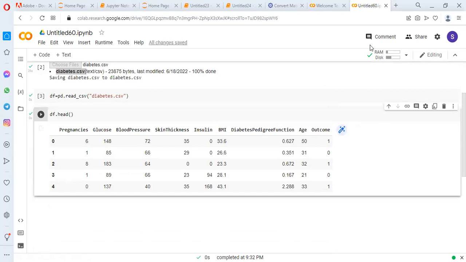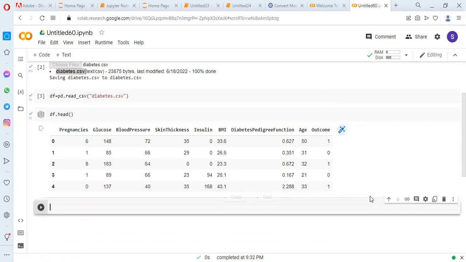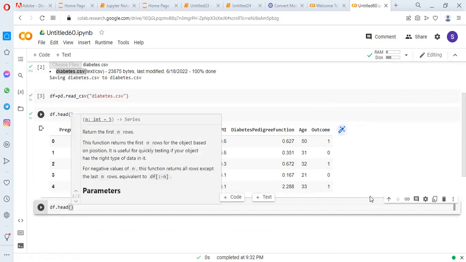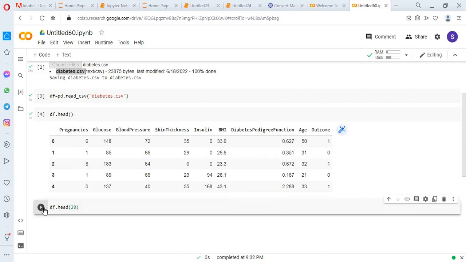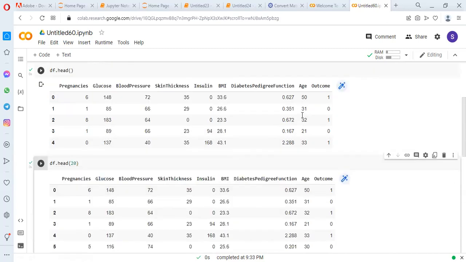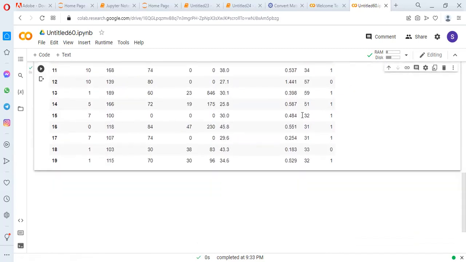So if I say df.head with the first 20 values, and if I run it, I will get the first 20 values.